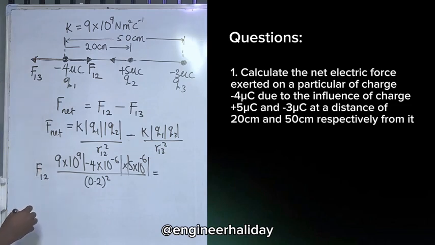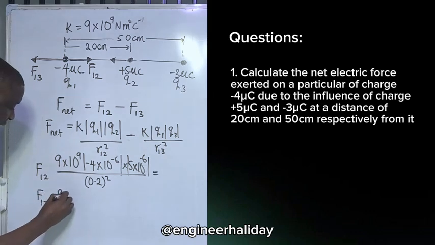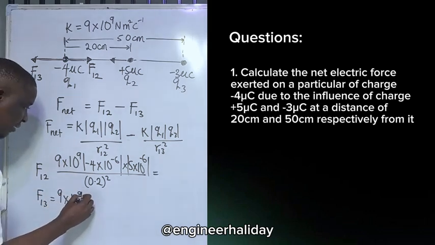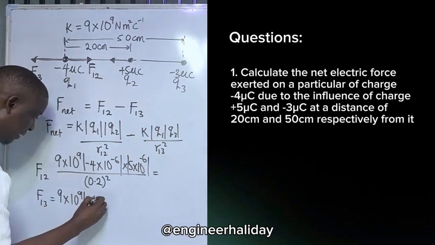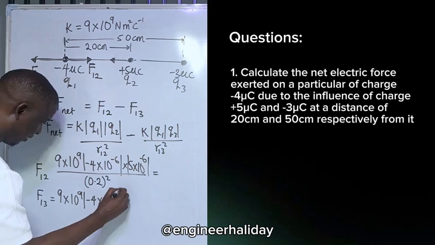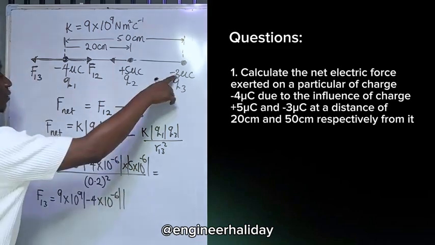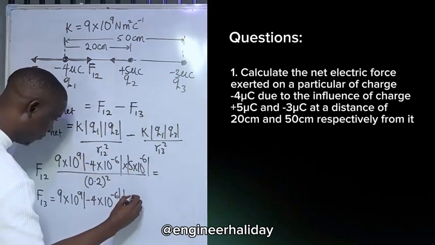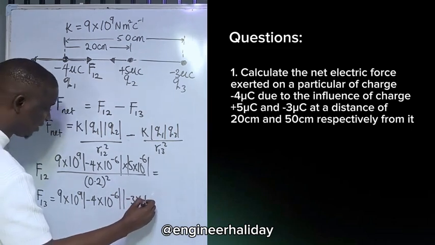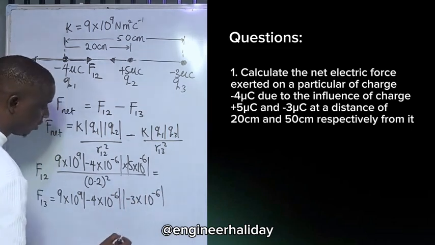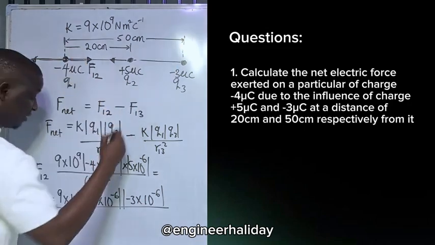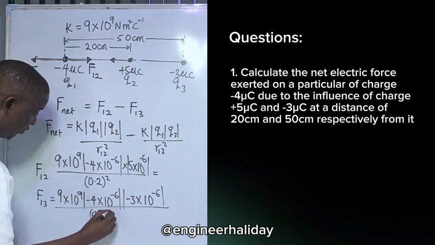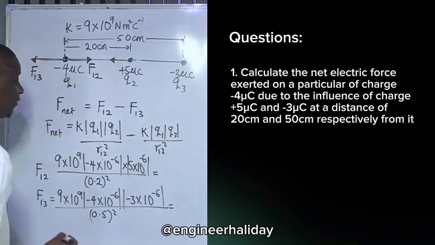Now let's find F13, which is similarly going to be 9 times 10 power 9, absolute of Q1, Q3. We are looking for 10 power minus 6. Absolute of Q3, that is minus 3 times 10 power minus 6. Then divide by what is the distance apart? That will be 0.5 square. So let's find the value.